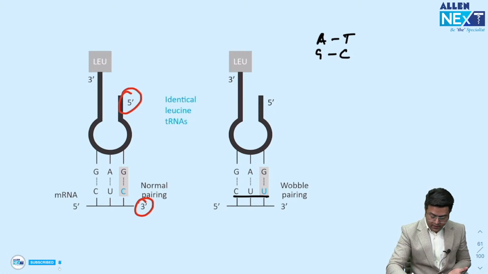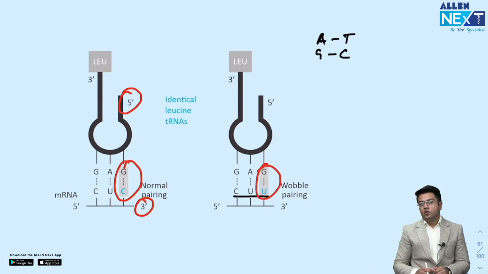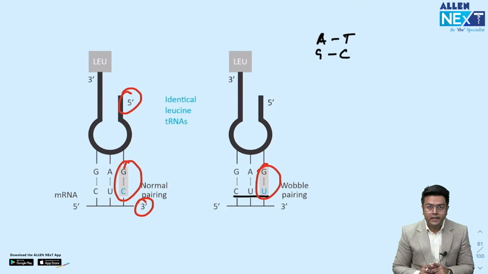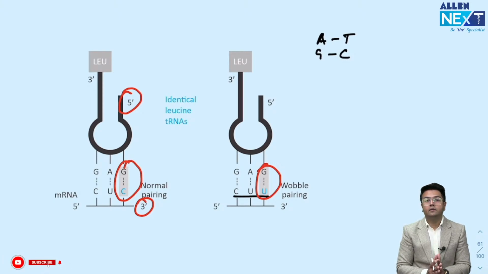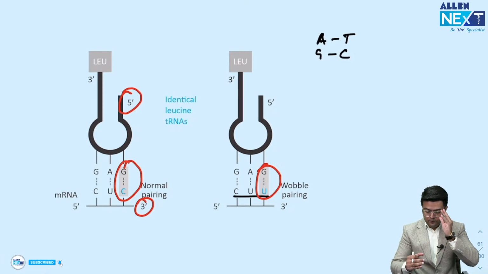See, normal base pairing is G and C, but G can also bind with U. So that is wobble base pairing, right? G can bind with U, that is wobble, that is imprecise, that is not strictly followed. Okay, but here it is done. So that is called wobble. Right, guys? Okay.